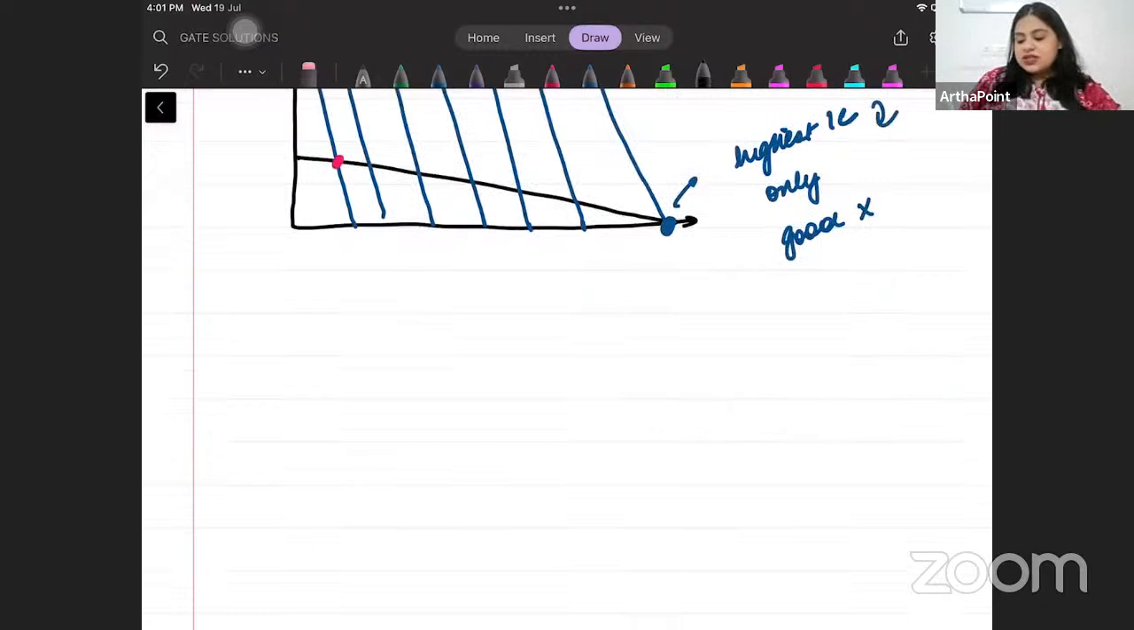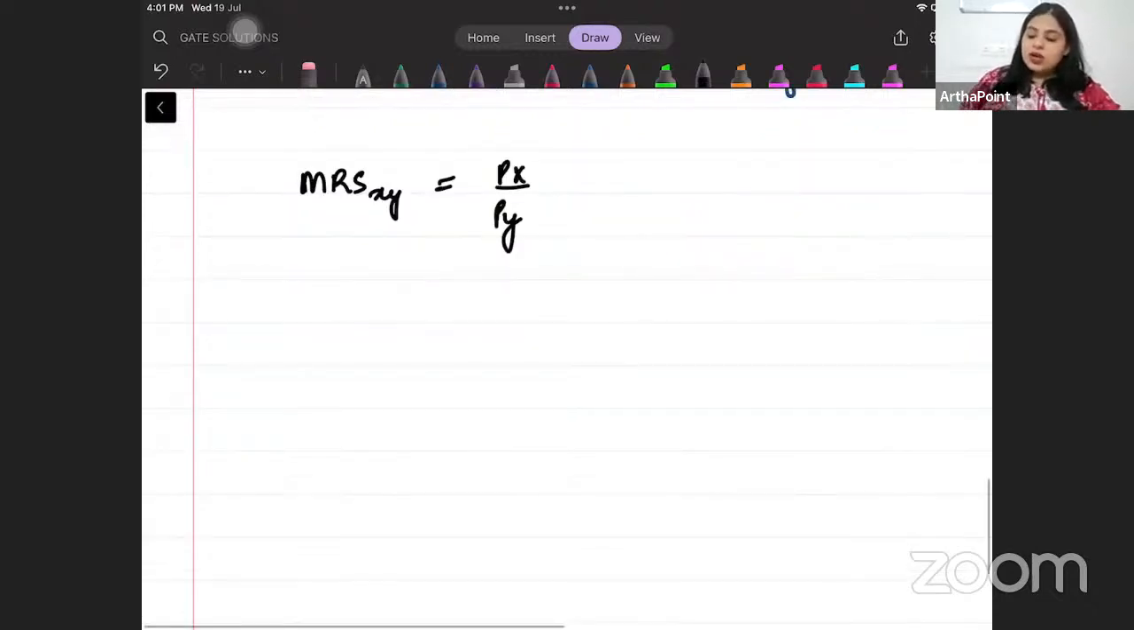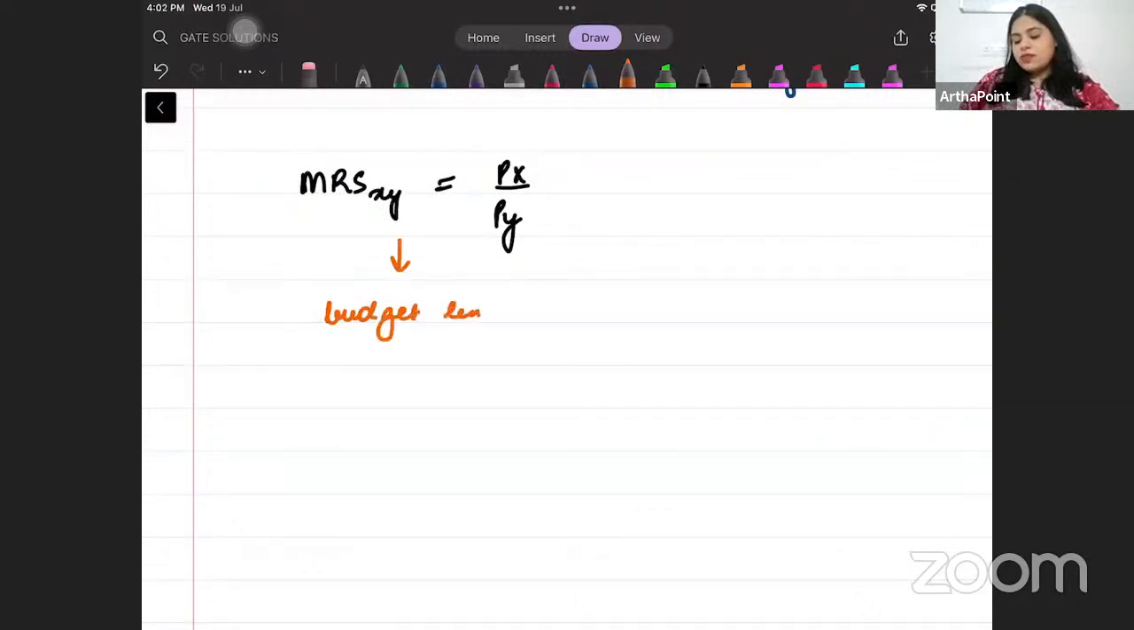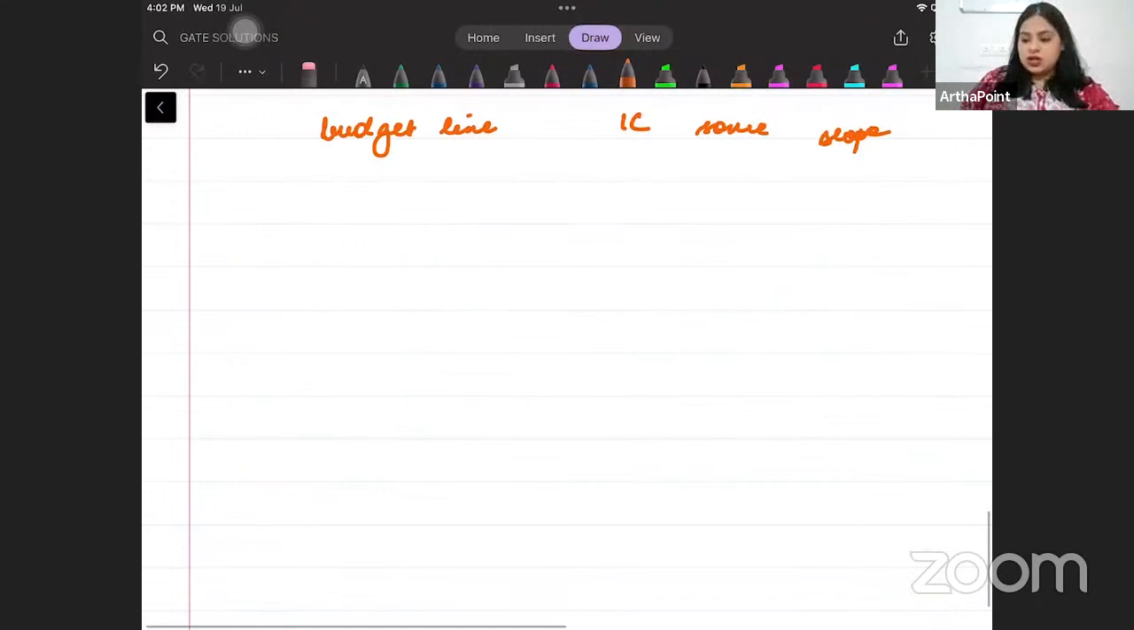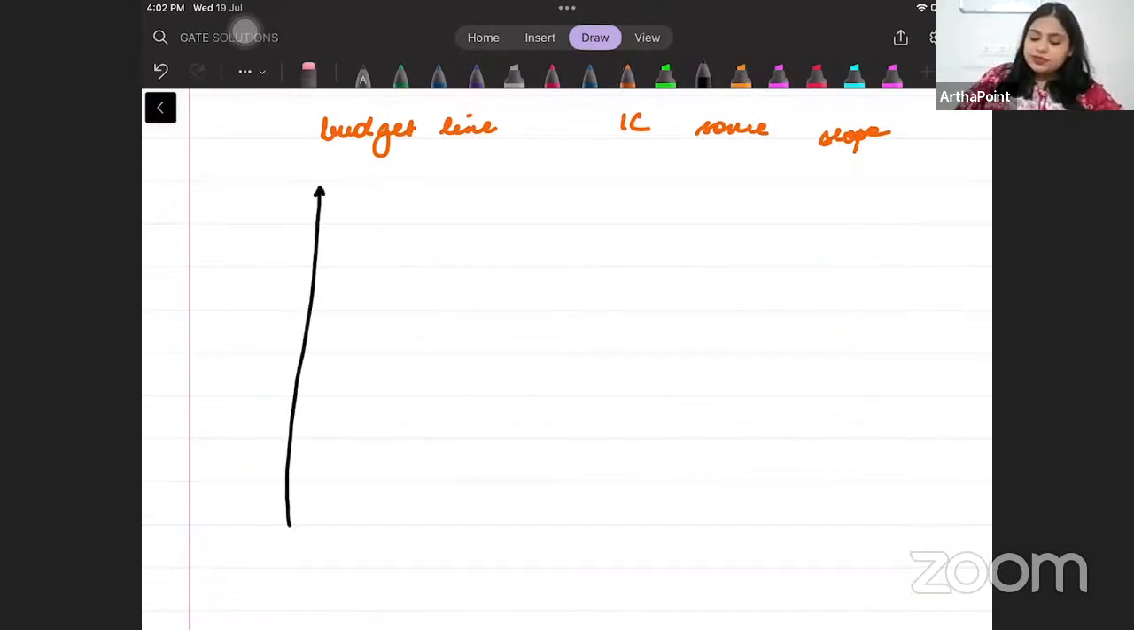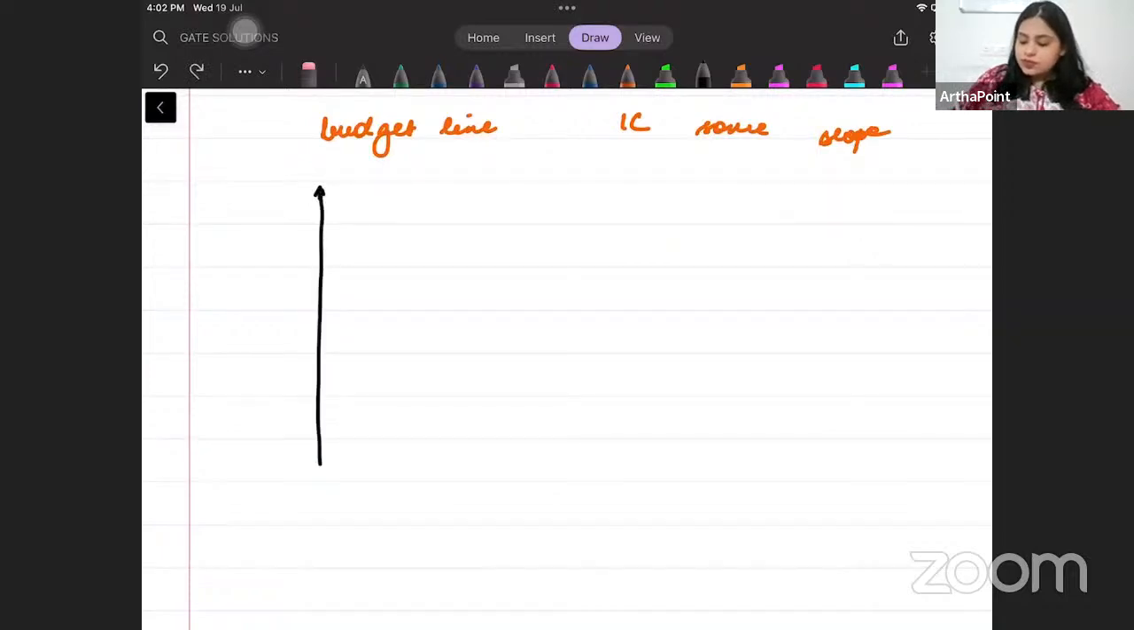When MRS is equal to the price ratio. So when MRS and price ratio are equal, it means that the budget line and IC have the same slope, meaning ICs will be parallel to the budget line. So we draw a budget line. This is my budget line.